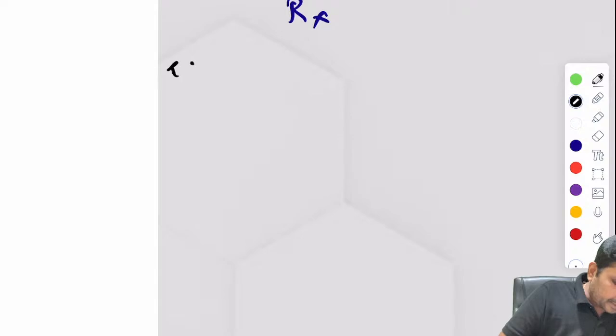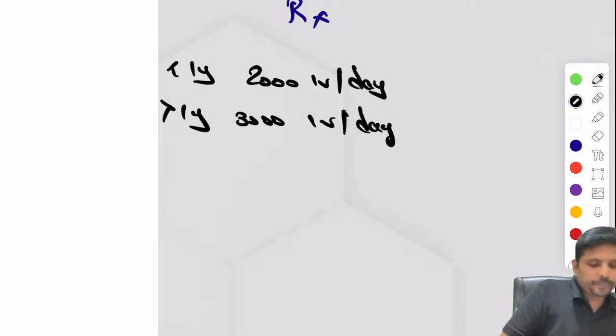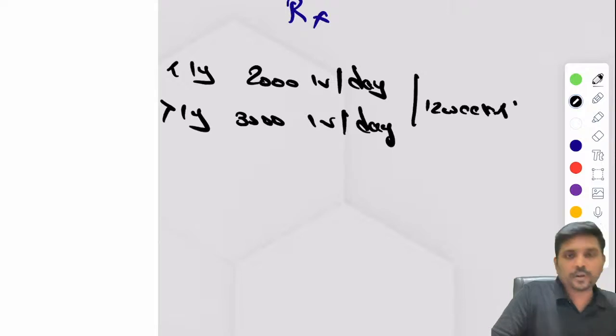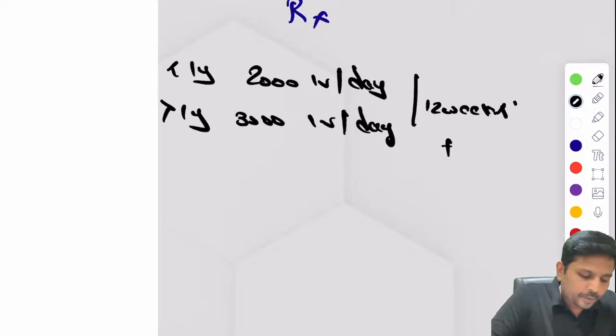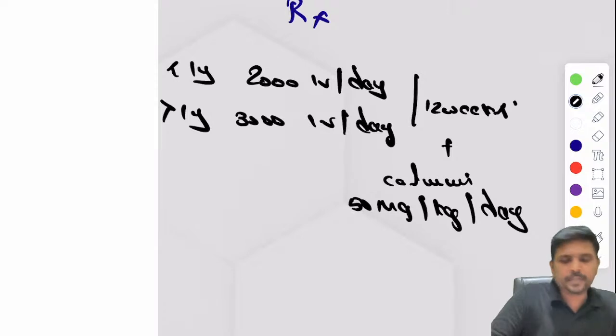One is less than 1 year, and more than 1 year. Less than 1 year, 2000 international units per day. More than 1 year, 3000 international units per day. How long do you need to give? A minimum of 12 weeks. Those 12 weeks it should be supplied by calcium. Calcium how much? 50 milligram per kilogram per day of calcium you need to give.